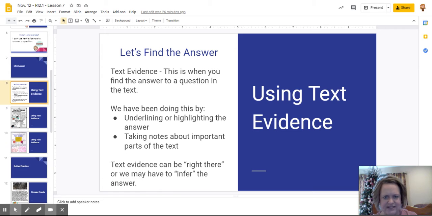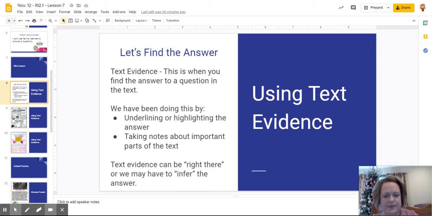So let's find the answer. It says text evidence is when you find the answer to a question in the text. We have been doing this by underlining or highlighting the answer. Also, this week we've been talking about taking notes on important parts of the text. Some text evidence will be right there. I can answer the question. I see the answer right there in the passage. I highlight it. I write the answer onto my answer sheet.